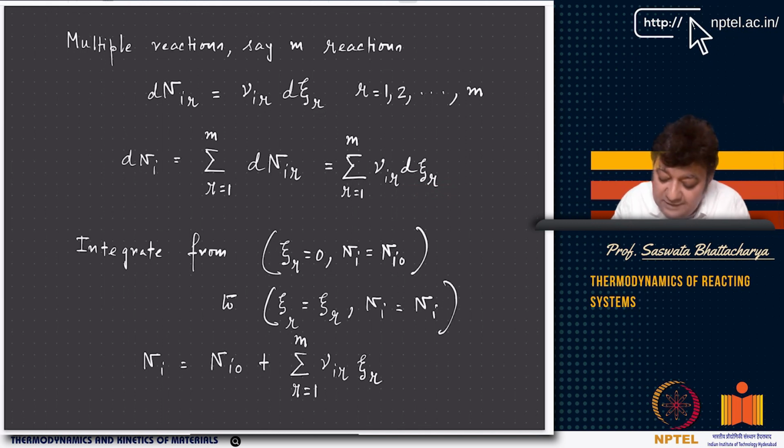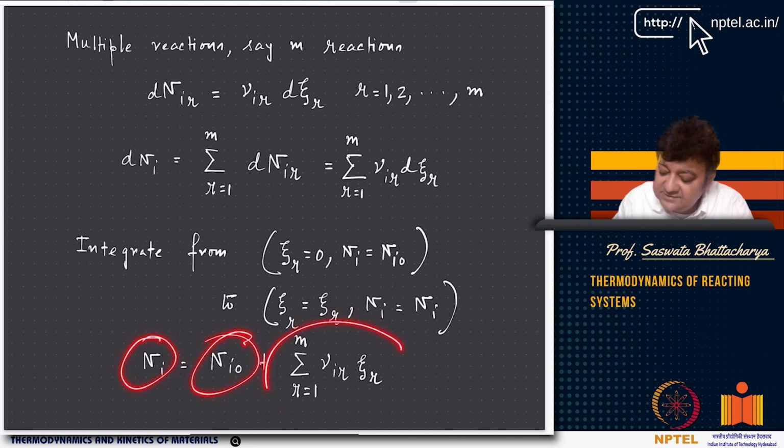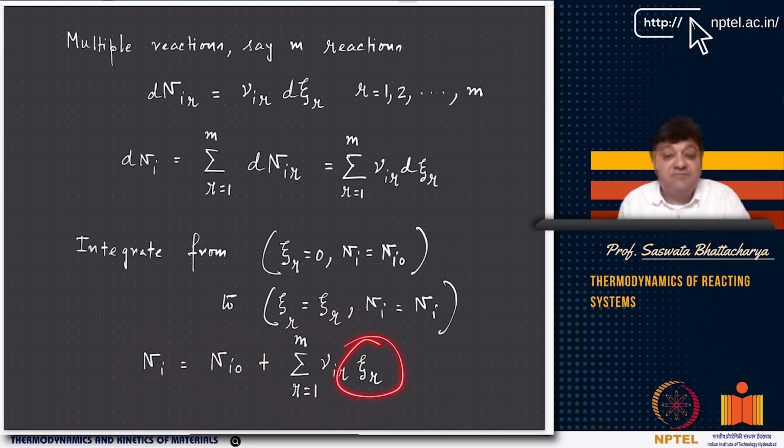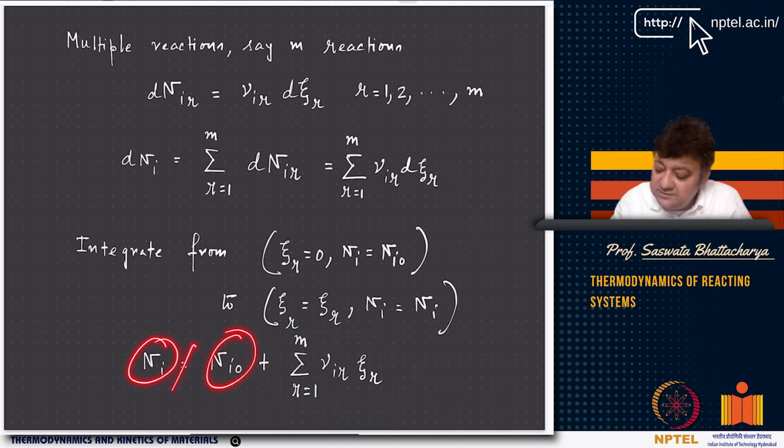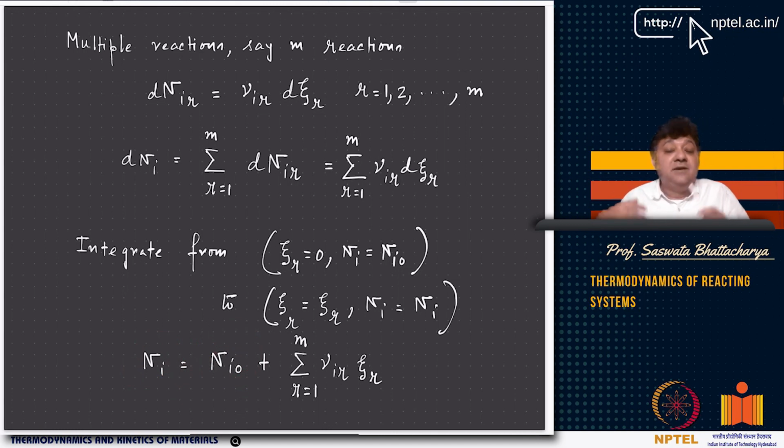Now, if you integrate this equation from psi r equal to 0, with ni equal to ni0 as the initial state, the initial mole number, to psi r equal to some psi r and ni equal to ni, then what you get is ni equals ni0 plus an extra term, and that extra term has the extent of reaction. So ni is not equal to ni0 because there is a reaction, and these are not inert species. If they were inert species, this term would not come, right?